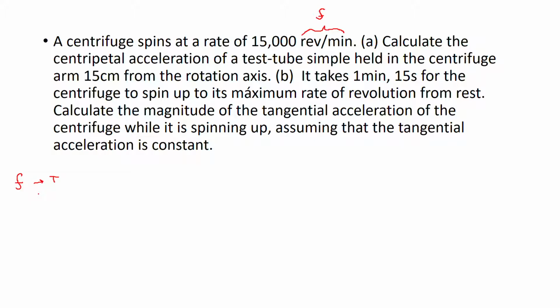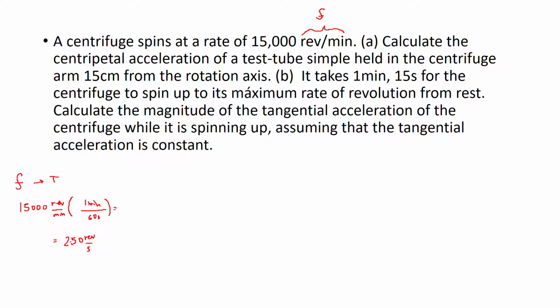First of all, we know that frequency is in revolutions per minute, so we will need to change it to revolutions per second. How to change it? That would be 15,000, sorry, revolutions over minute, and let's change it to revolutions per second. So we know that 1 minute is 60 seconds, and that would be, let me write it down here, 250 revolutions per second. So pretty much there we are.